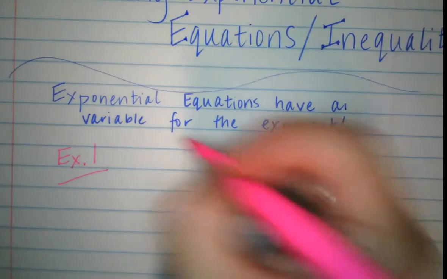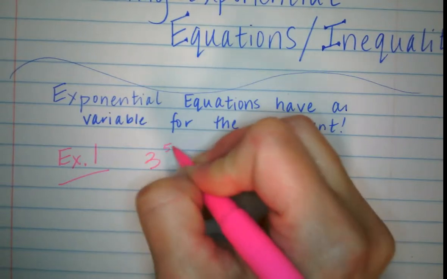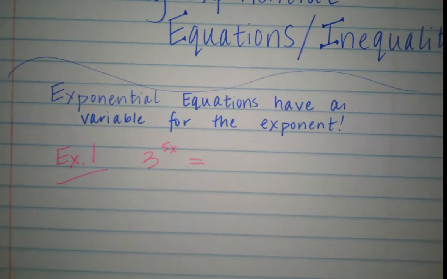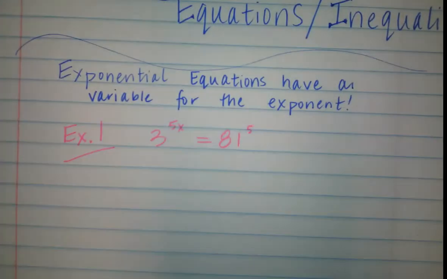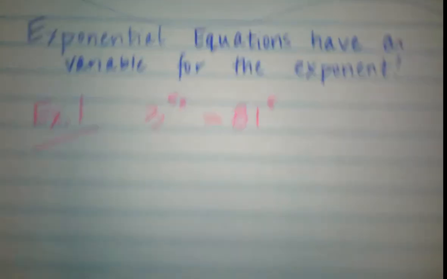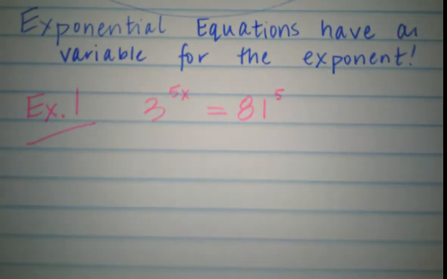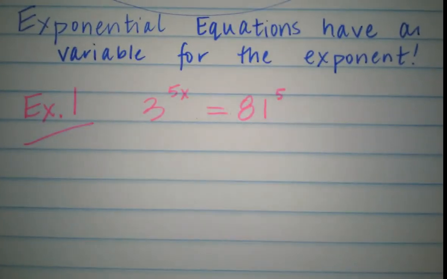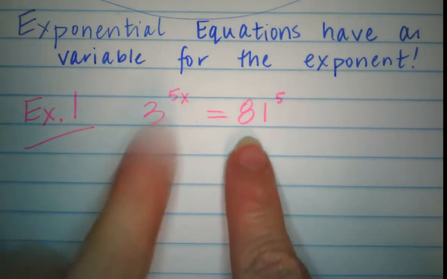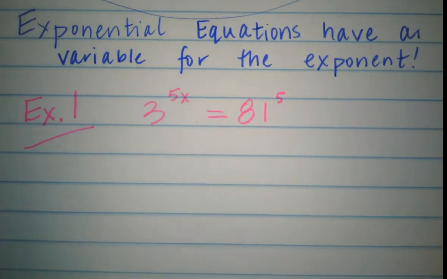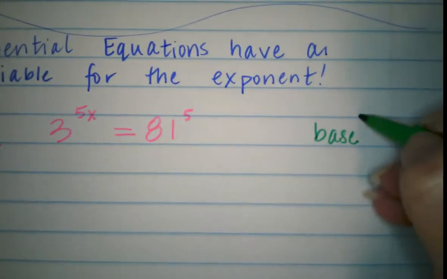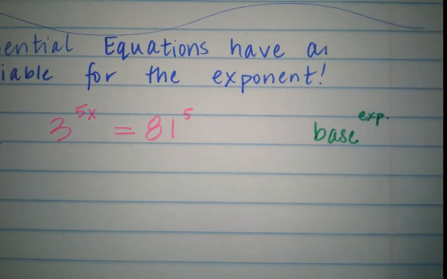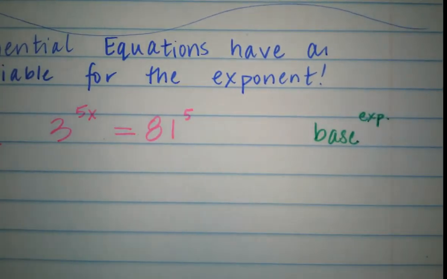So let's say we had 3 to the 5x equals 81 to the 5th. And I'm going to zoom in a little bit. Sorry about that. All right, so here's what happens. In order for us to solve this equation, we have to get the same base number. So just quick review that this is the base number, and then this is the exponent. Okay, so we have to have matching base numbers.